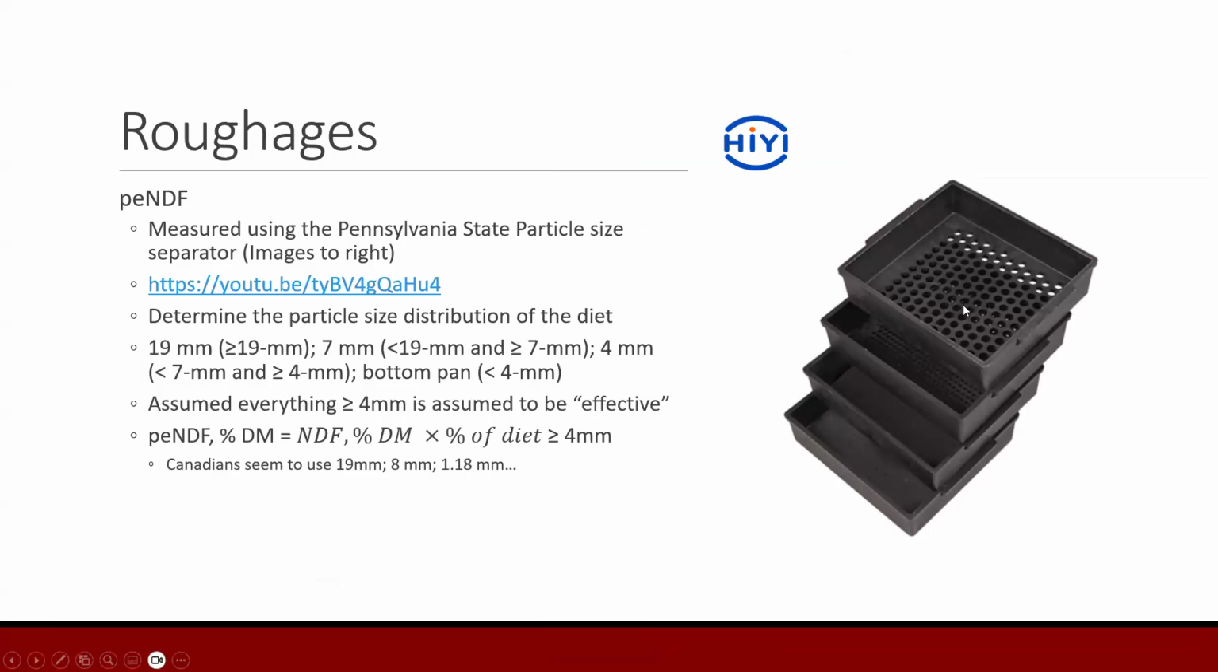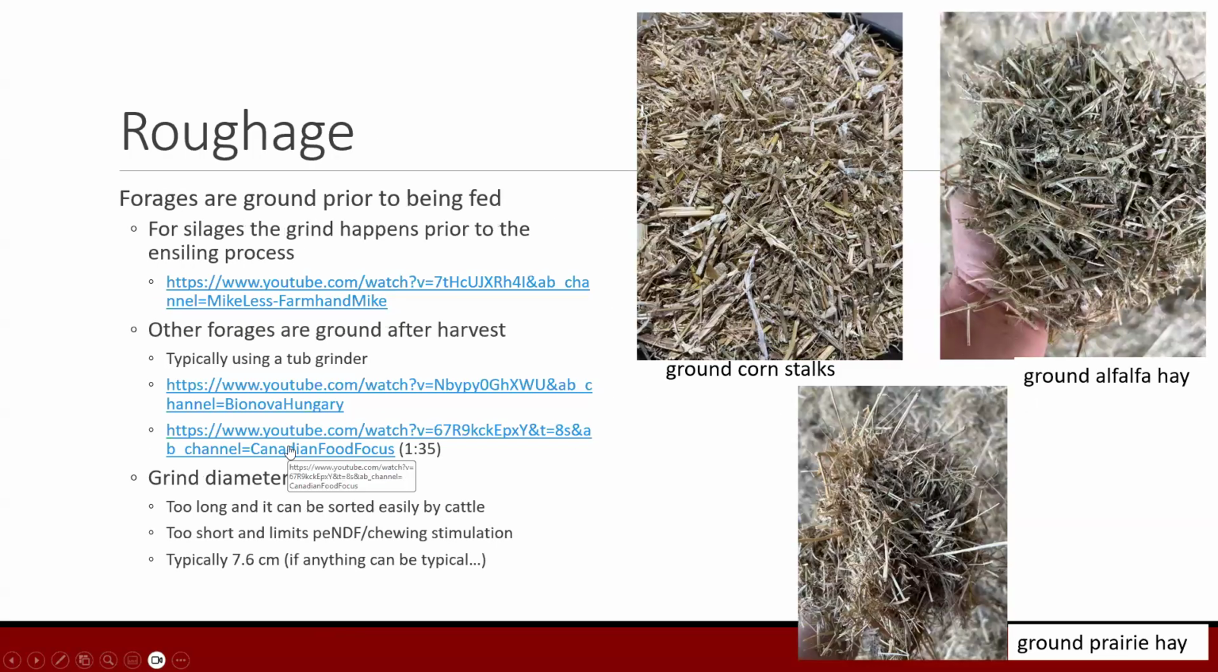Here's a picture of the Penn State particle size separator. So different screen sizes from the biggest to the smallest, and then a pan to catch the small particles. And so you measure the percent of diet. In the US, we use the 4 millimeter screen as our base for measuring PE NDF. Then you figure out what percent of the diet is 4 millimeters or more, and then you multiply that percent by the NDF content to get PE NDF. So it's a measure of chewing activity. So if you feed more PE NDF, cattle should chew more and produce more salivary buffers. Okay.